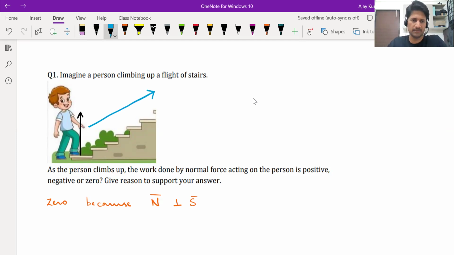Pawan, what do you say? As the person climbs up, work done by normal force acting on the person is positive, negative, or zero? Sir, positive. Why? Sir, when the person goes up, the displacement has a component. Okay. So this is the force and this is the displacement of the person as a whole. And the angle between them is acute. It is less than 90 degrees. So he's saying that is the reason the work done is positive. We'll see. Positive because the angle is acute.